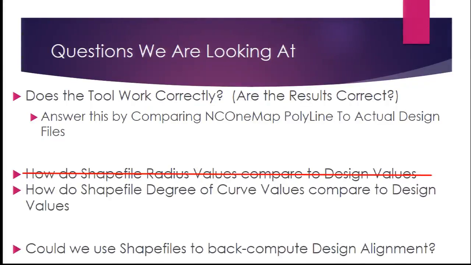But not really radius values. We really want to compare degree of curve values, because as you'll see, the radius values really flop around back and forth, and the degree of curve values are much more stable for the purpose of analysis. And then we want to evaluate, just in terms of asking ourselves, could this tool be extended to back compute the original design parameters?